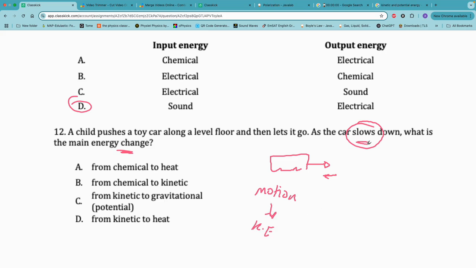Then it slows down due to friction, which means heat. Friction force is responsible for producing heat. So from kinetic to heat.